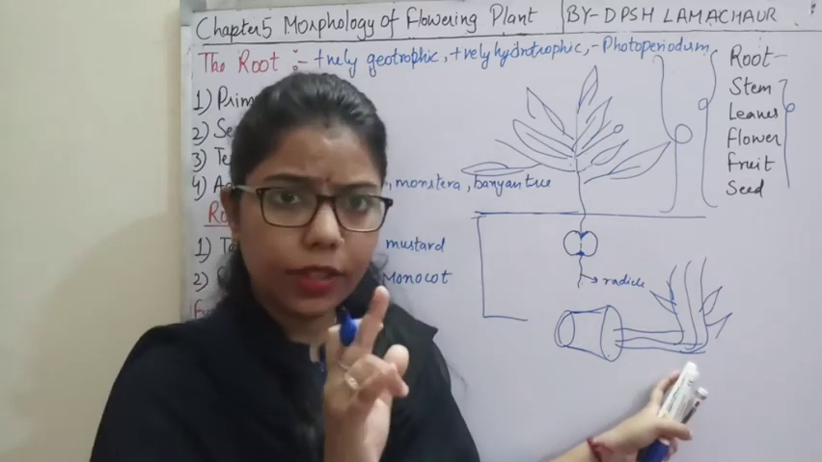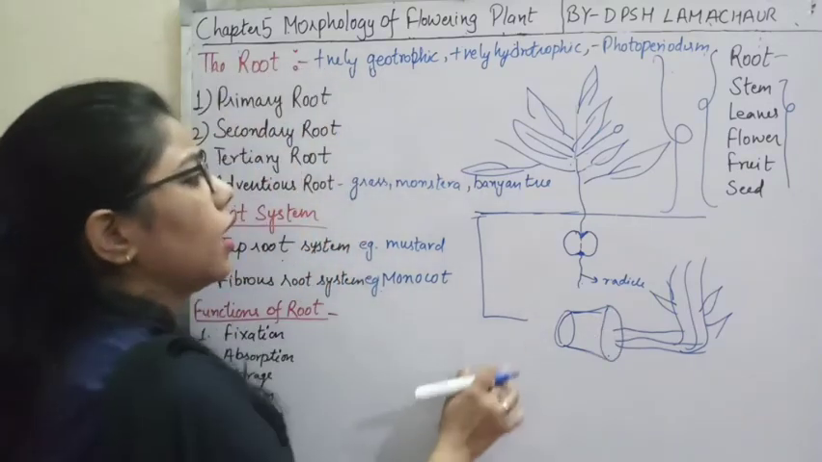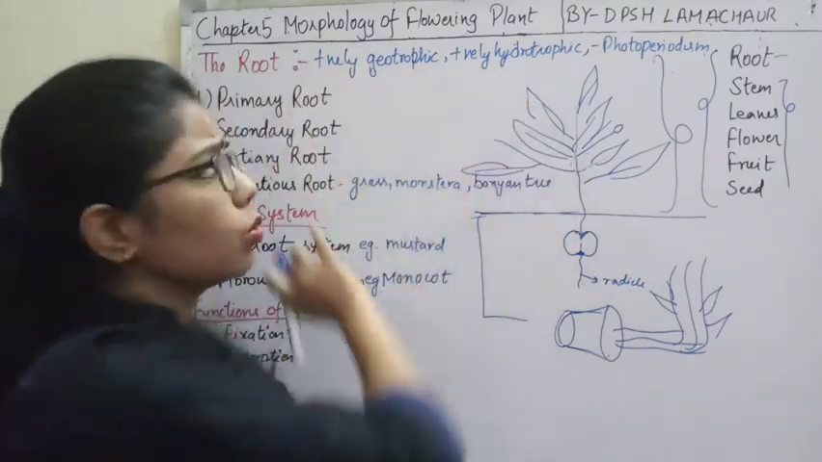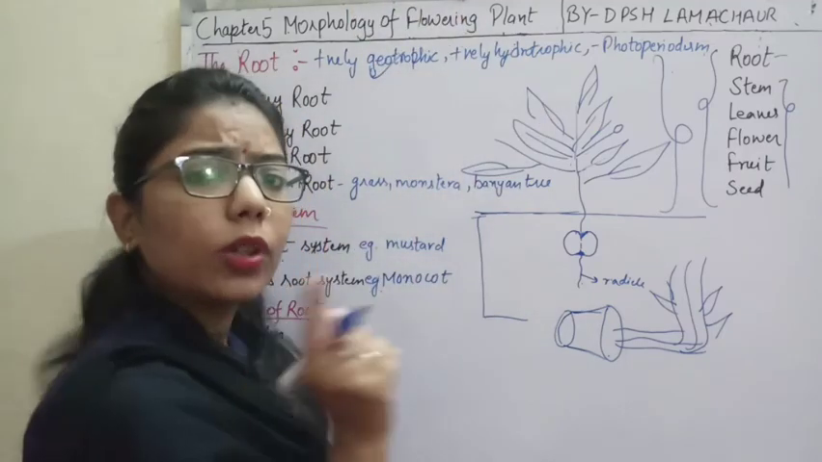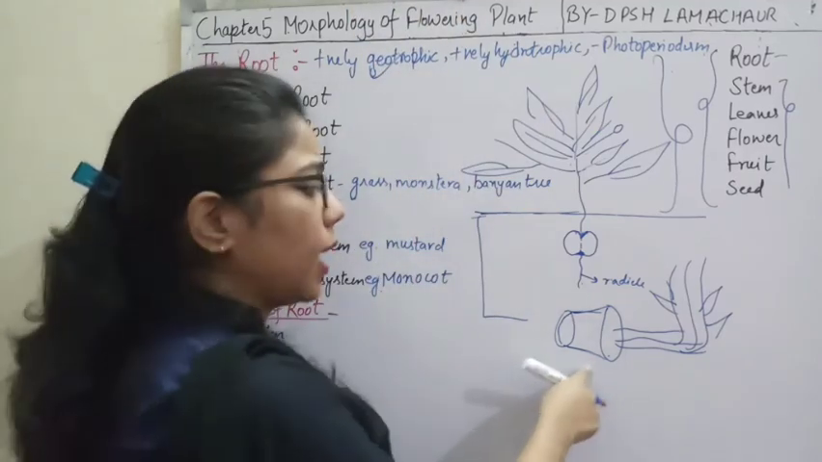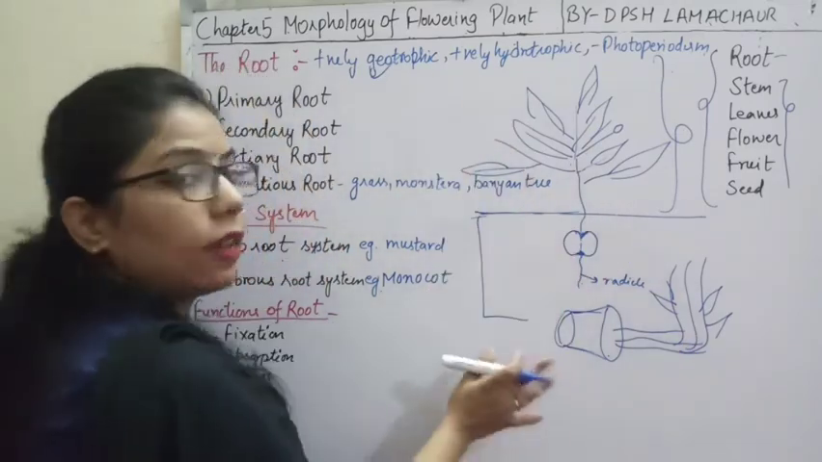Geo means gravity, and trophism means movement. Another thing about this root we have done is that it is positively geotropic, and we are not talking about the stem here. Stems are what? They are negatively geotropic. Here I have explained it.